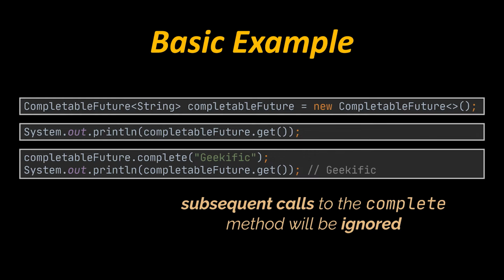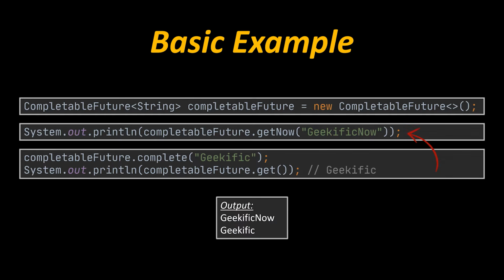All the clients waiting for this future will get the specified result, and subsequent calls to the complete method will be ignored. Additionally, to avoid blocking our thread while waiting for the result of the get method, we can make use of the getNow method, which returns a default value if the result is not ready. This will not consider the future as completed.